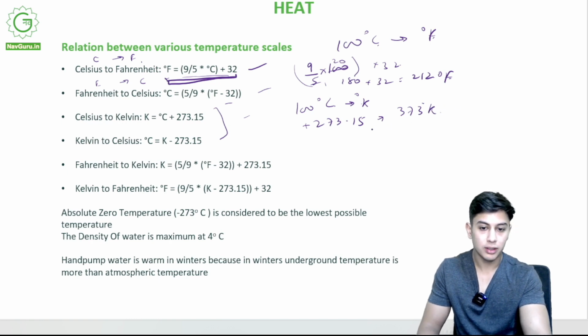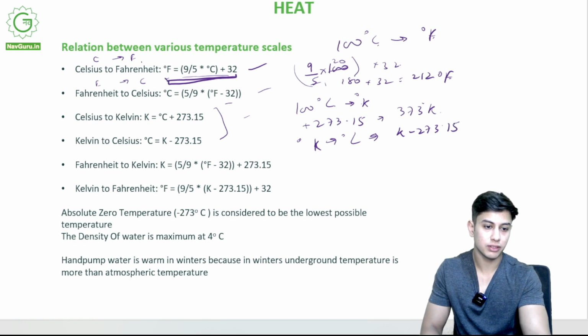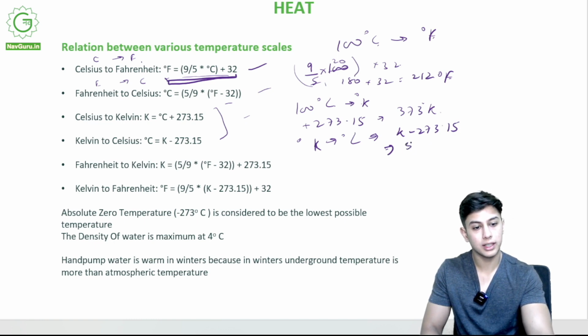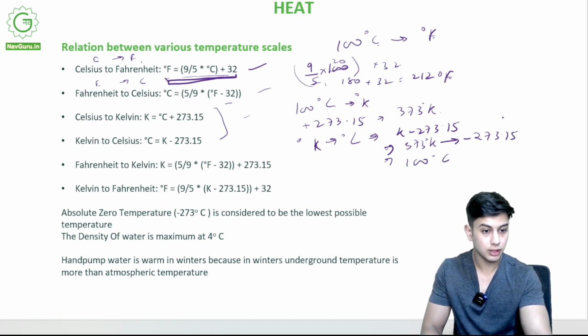Simple. If I want Kelvin to degrees Celsius, what will I do? K minus 273.15. Supposedly this was 373 Kelvin. I want to convert this to Celsius. I will subtract 273.15 and I will get 100 degrees Celsius. Simple as that.